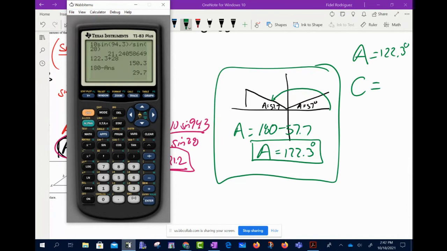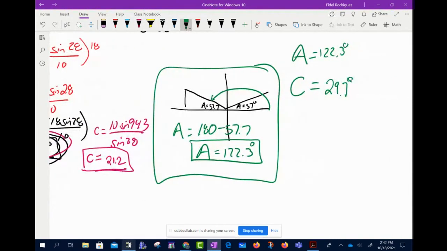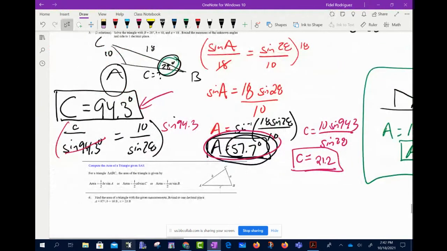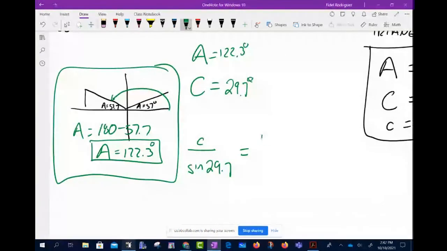And so angle C is now 29.7 degrees. Okay, so there's my angle C. And then we're going to go little c divided by the sine of 29.7 equals, what are the pieces we already knew? We knew this part right here, side B and angle B. So 10 over the sine of 28.